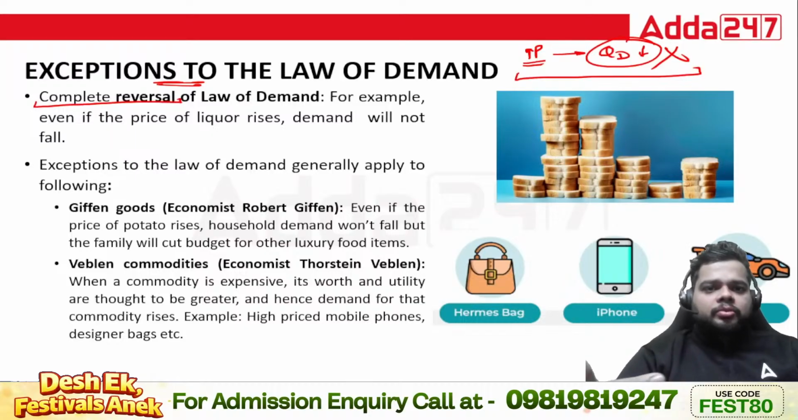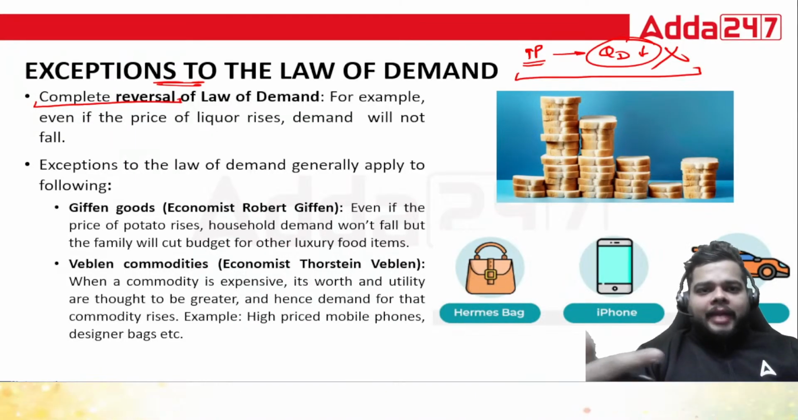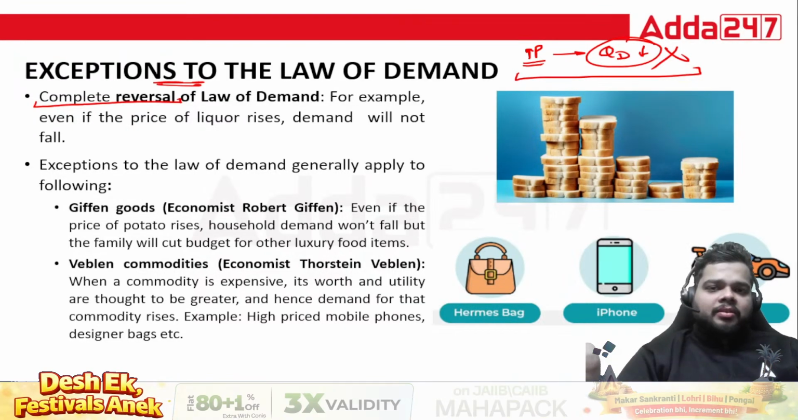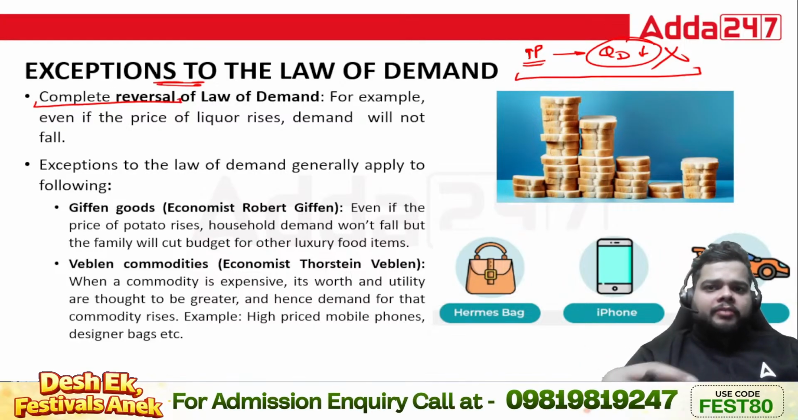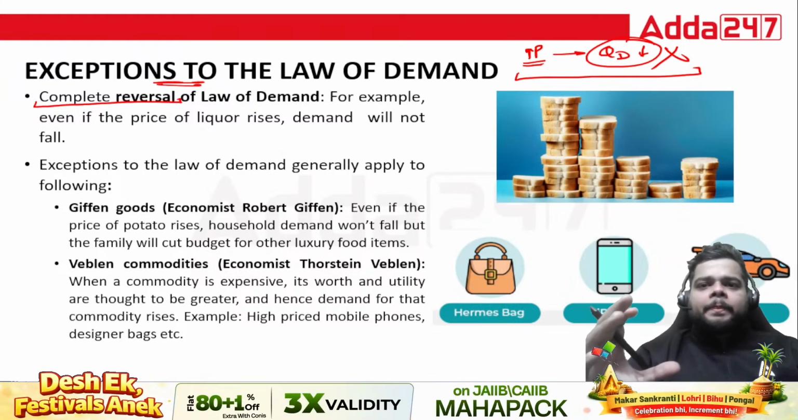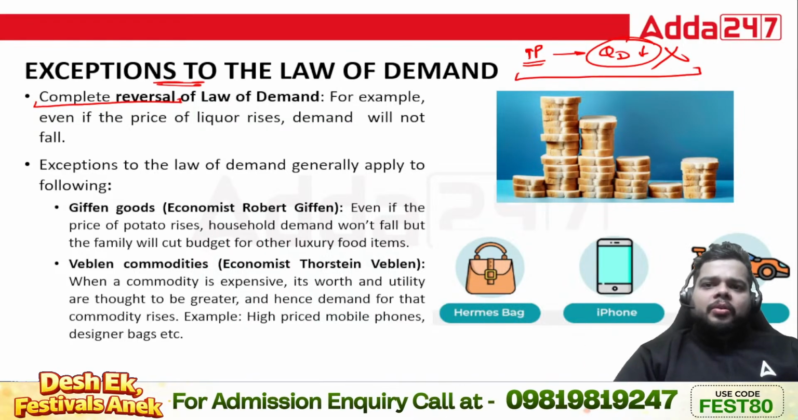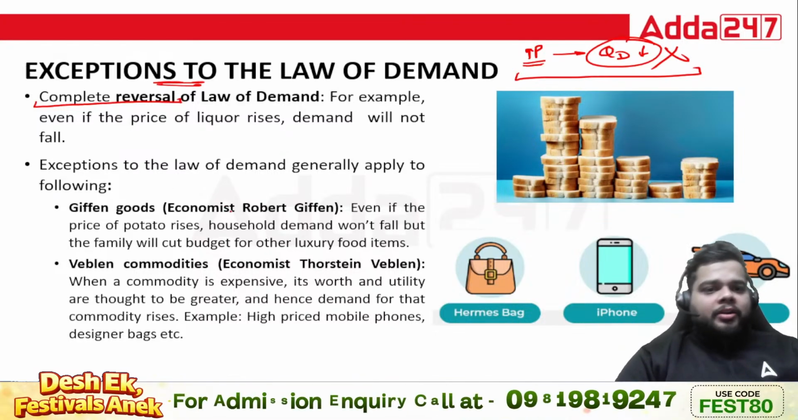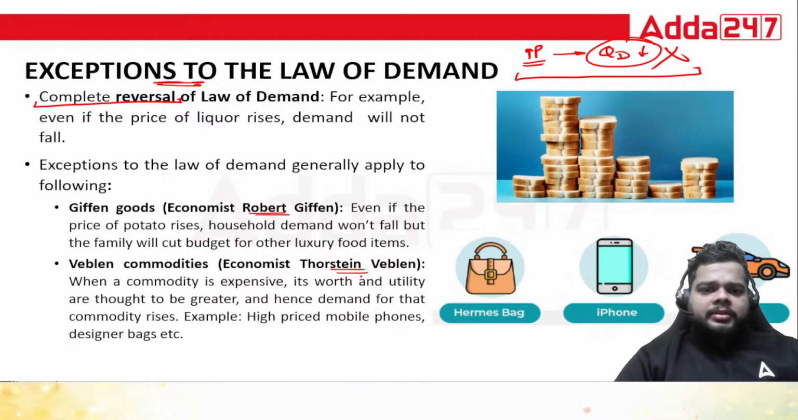Secondly, it is about their social presence. The commodities whose price has increased, that particular commodity or group of commodities, represents the social status of your society. So if you are consuming such types of goods, then no matter how pricey or expensive these commodities get, you will be doing what? Consuming them. And in some cases, consuming more of those particular commodities. So these exceptions are well explained by two economists. One is economist Robert Giffen, another one is economist Thorstein Veblen.